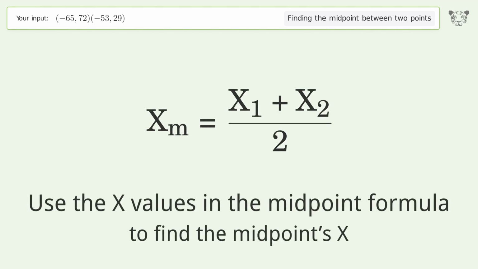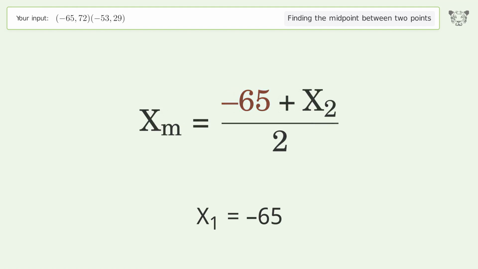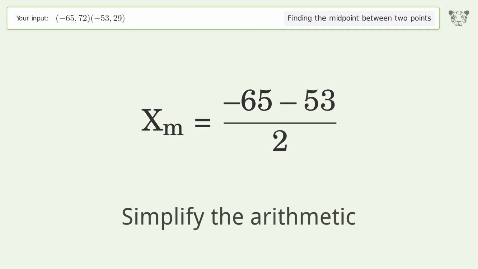Use the x values in the midpoint formula to find the midpoint's x. x1 equals negative 65. x2 equals negative 53. Simplify the arithmetic.